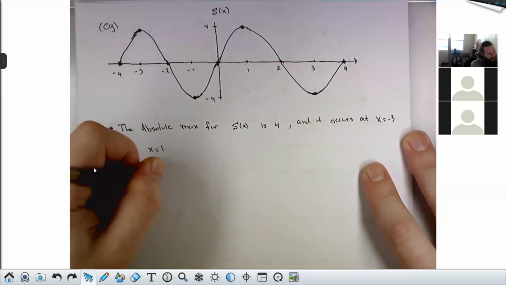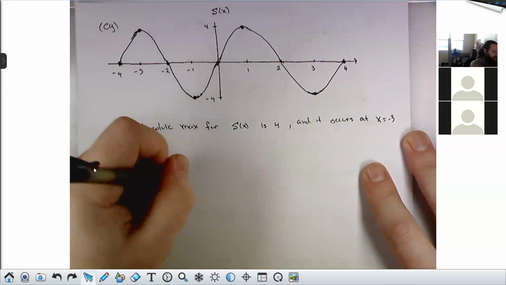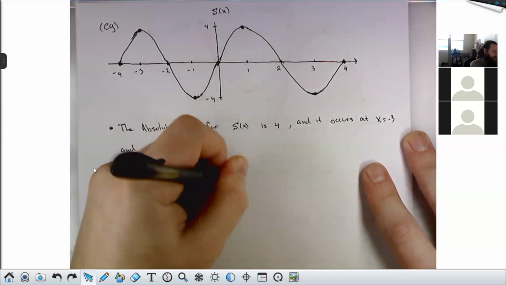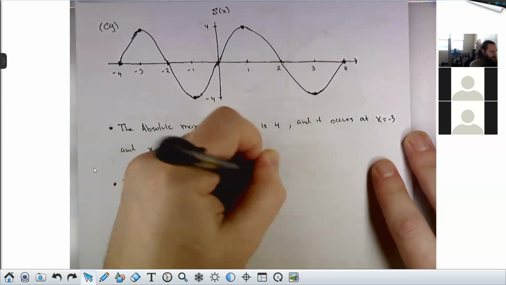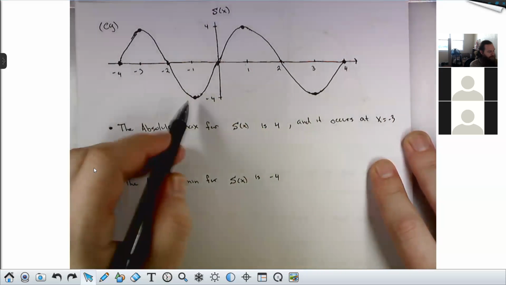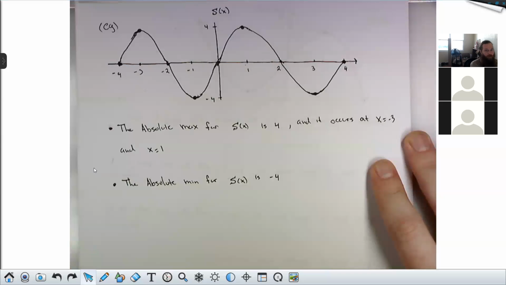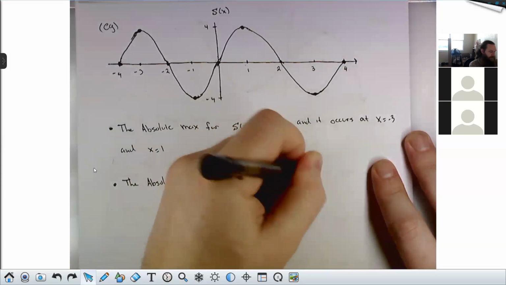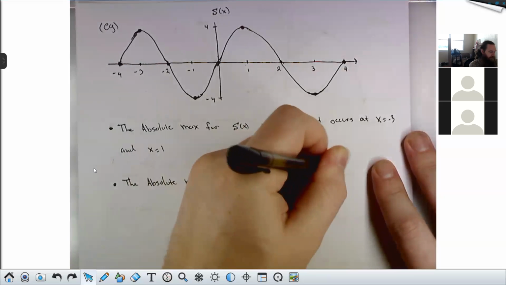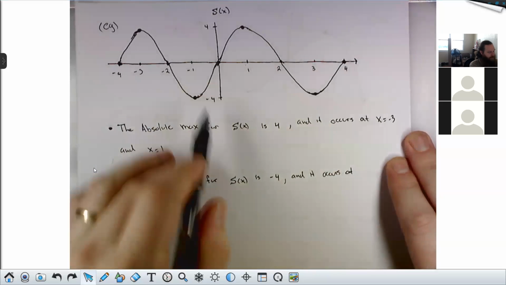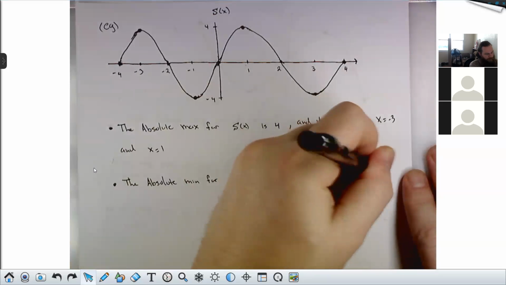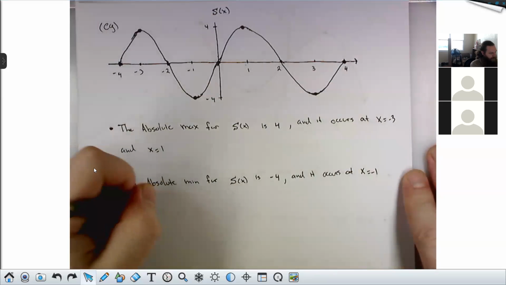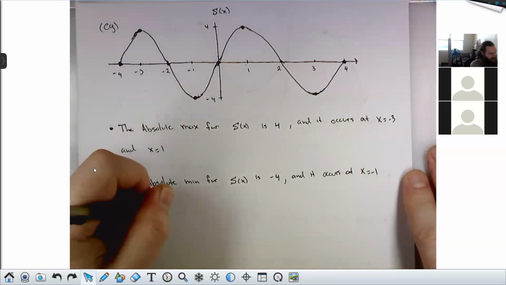The absolute min for this function is -4, right? It's the smallest y value that shows up anywhere on the graph. And it occurs twice also. It occurs at x equals -1 and x equals 3.